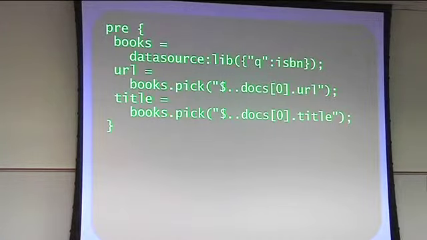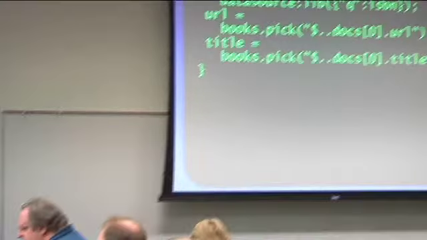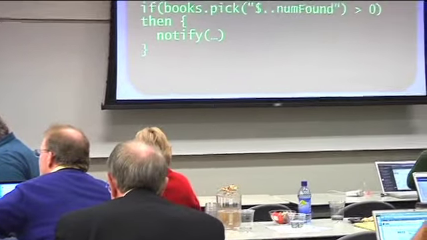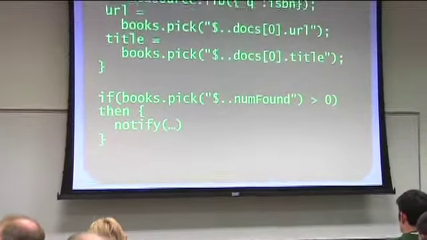And that's exactly how the library lookup example I showed you earlier works. It grabs data just like this from a data source that's queryable by ISBN, and then it uses pick to grab out the URL and the title using this JSON path stuff, which, by the way, is in the documentation. And then these are available. And of course, you can use these things as expressions anywhere, right? So you can use them inside a predicate, for example, to check this.